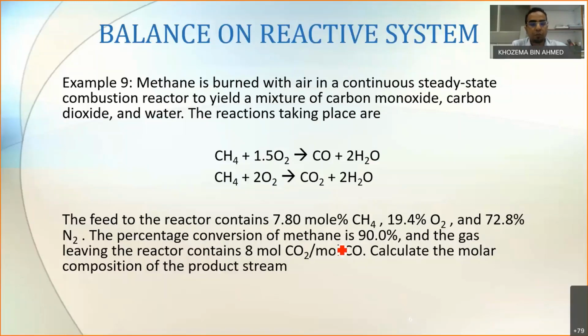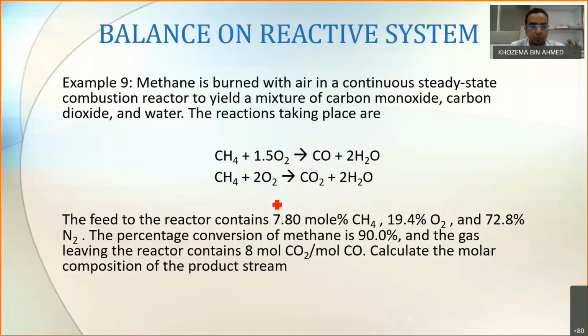So today we'll be looking at another example where we actually have two reactions happening simultaneously. The question is that methane is burned with air in a continuous steady state combustion reactor to yield a mixture of carbon monoxide, carbon dioxide and water. The reactions that take place are CH4 plus 1.5 O2 giving carbon monoxide and water vapor, and CH4 plus O2 giving carbon dioxide plus water vapor.